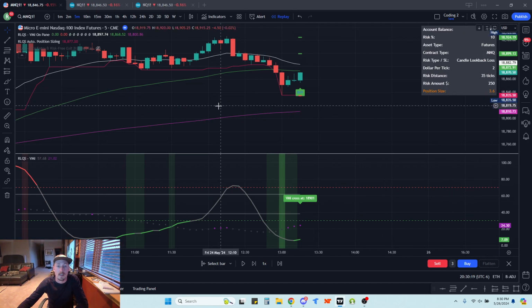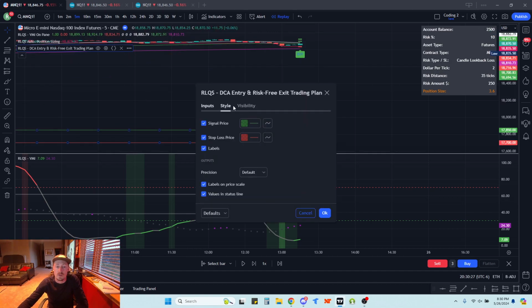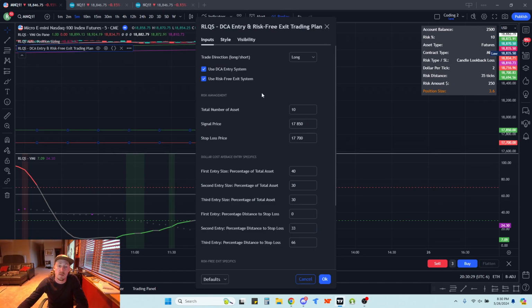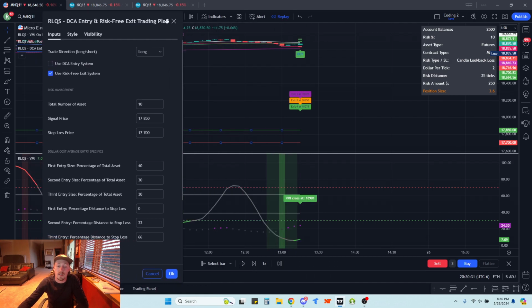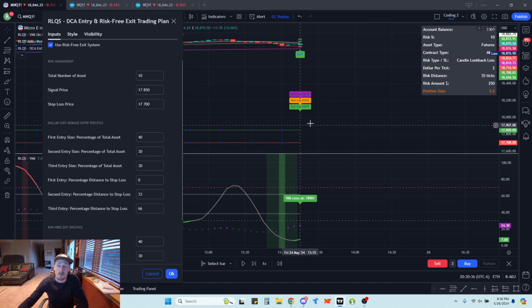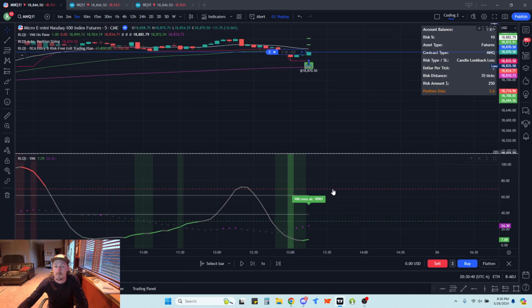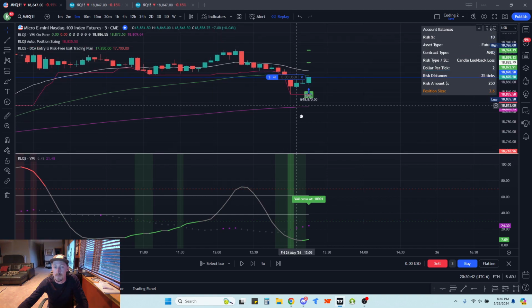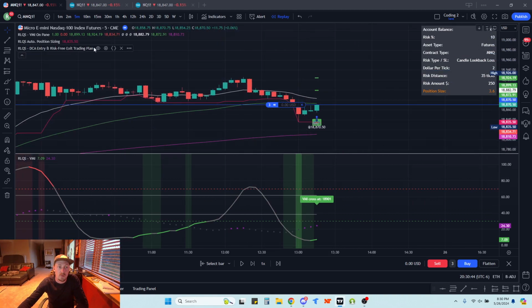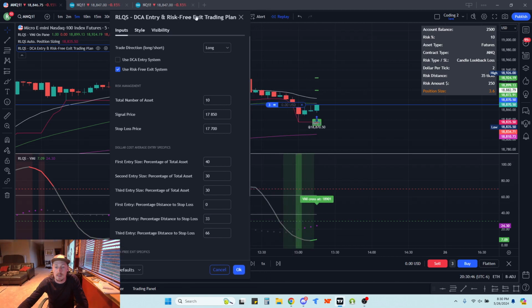Long story short, this is in replay mode, so we have our auto position sizing already created for us, and you can toggle this on if you would like to use your dollar cost average or risk-free exit trading plan. Since we do have ADX rising, I will be using the risk-free exit. So let's go ahead and change this to where our buy price and sell price would be, so we can look at it all in one pane. So our buy price here would be 18,870.